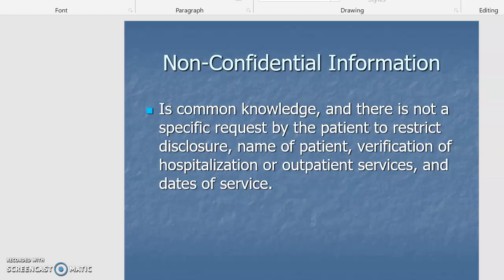So what is non-confidential information? This is common knowledge. There's not a specific request by the patient to restrict disclosure, so the name of the patient, verification of the hospitalization or outpatient services, and the date of service. This is all non-confidential.